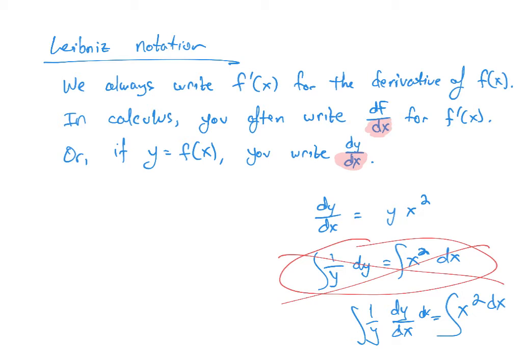Yeah, it's awful because they're not fractions. So in the correct way of writing it, can you explain the left side there? The integral of 1 over y, dy over dx, and then dx. Yeah, so what would we write in this class? We'd write the integral of 1 over f of x times f prime of x dx. If you write it like this, isn't everything kind of clear?